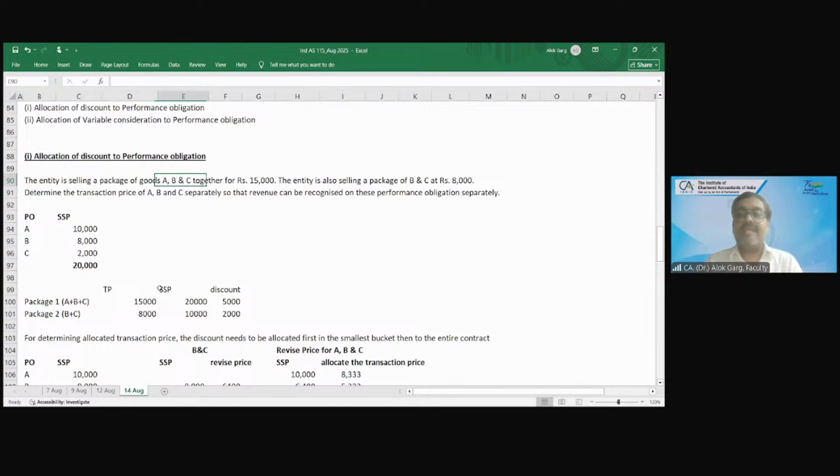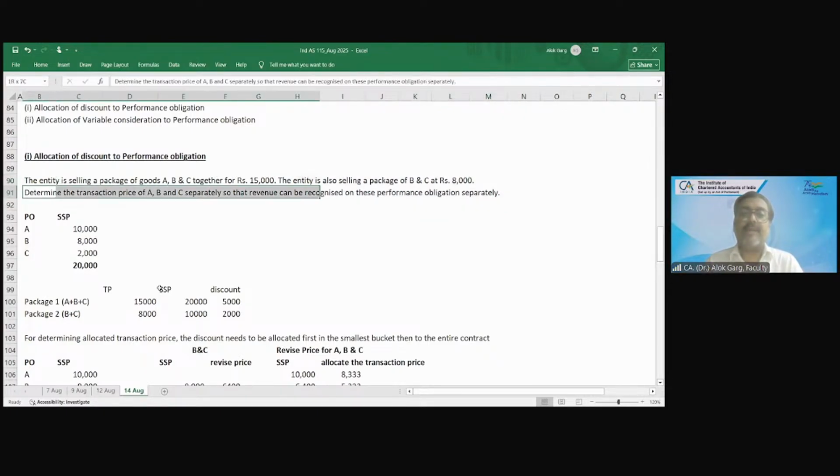The entity is selling a package of goods A, B, and C together for rupees 15,000. The entity is also selling a package of B and C at rupees 8,000.